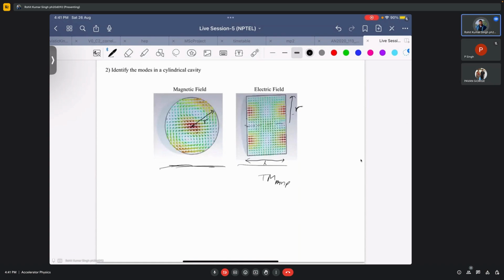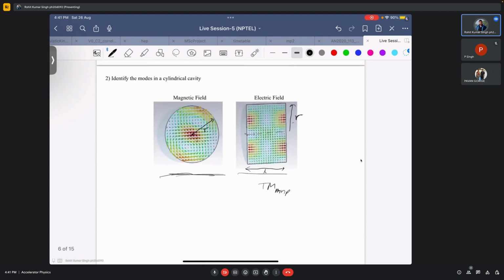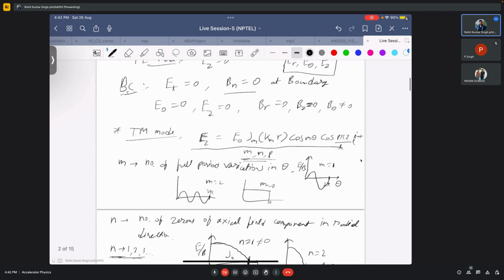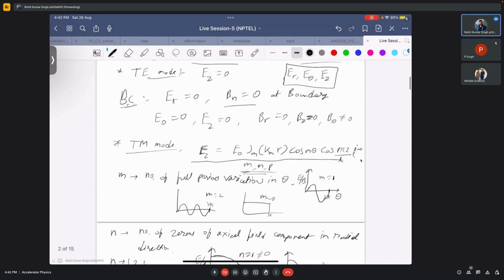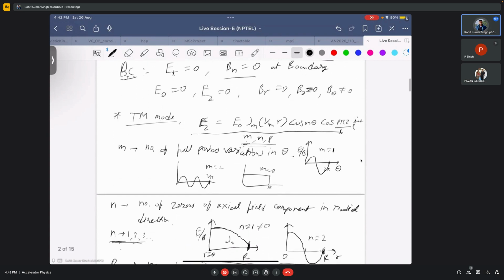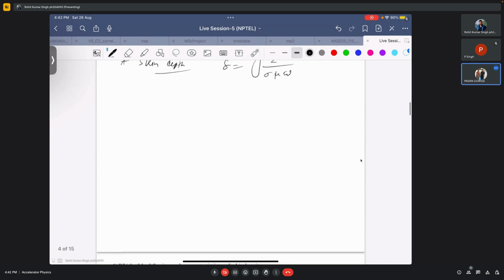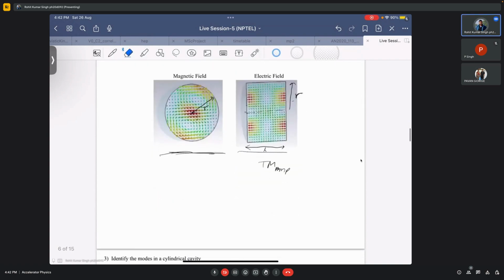So how, looking at the diagram, can you say that it is in transverse electric or transverse magnetic mode? You have the condition to have the transverse electric and transverse magnetic mode, right? This is the condition. In transverse magnetic mode, Bz is 0, and in transverse electric mode Ez is 0. Okay. So what do you think it is here?